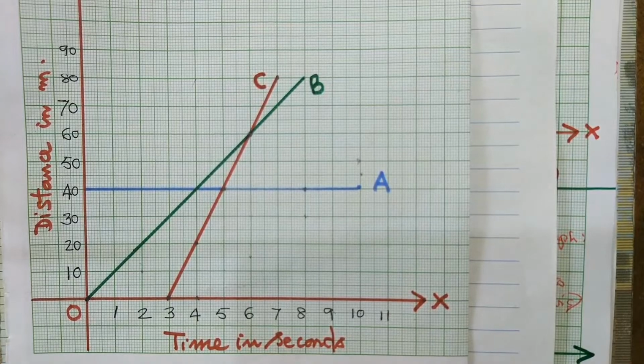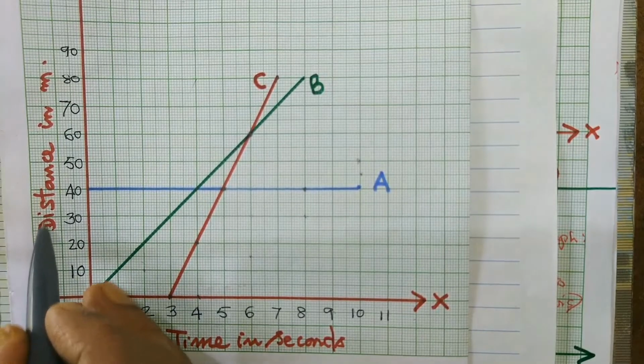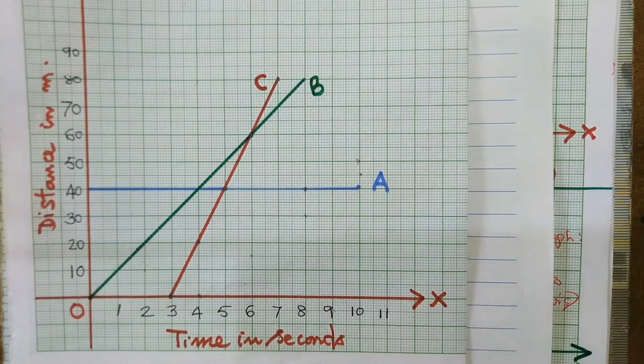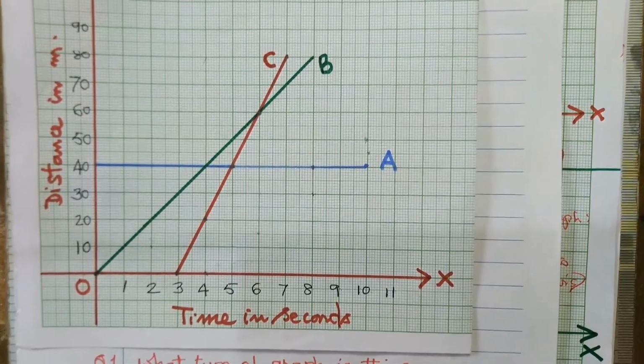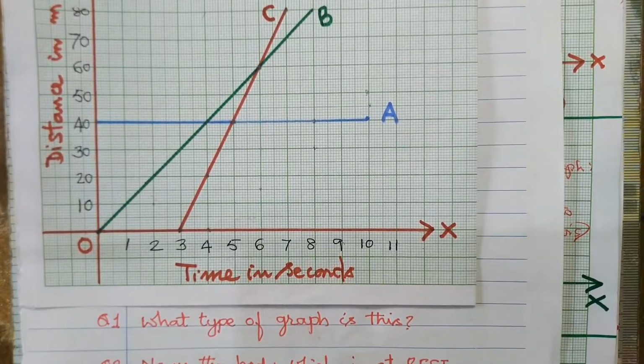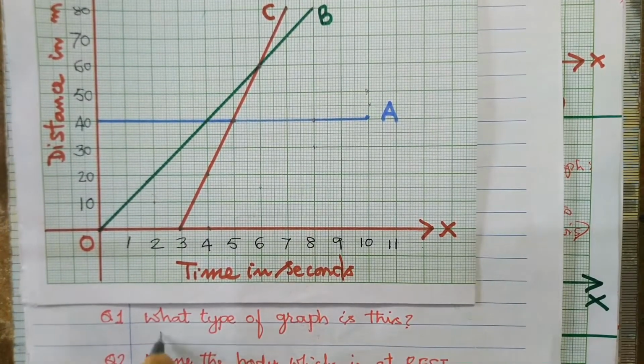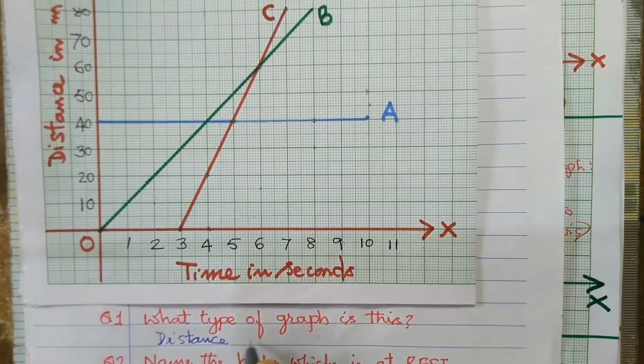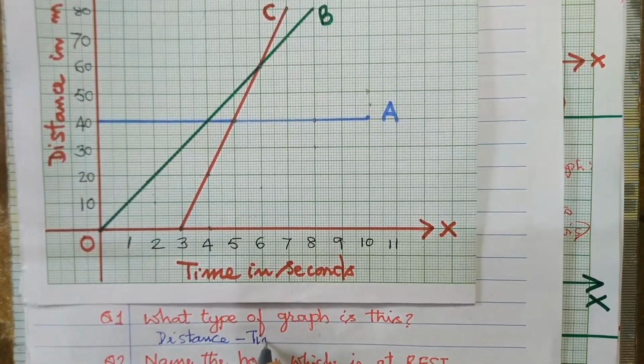Just you see here, on the y-axis distance is taken, on the x-axis we are taking time. Now my first question is, what type of graph is this? Is it a velocity time graph or a distance time graph? Your answer is, I know very well, a distance time graph. This is a distance-time graph.